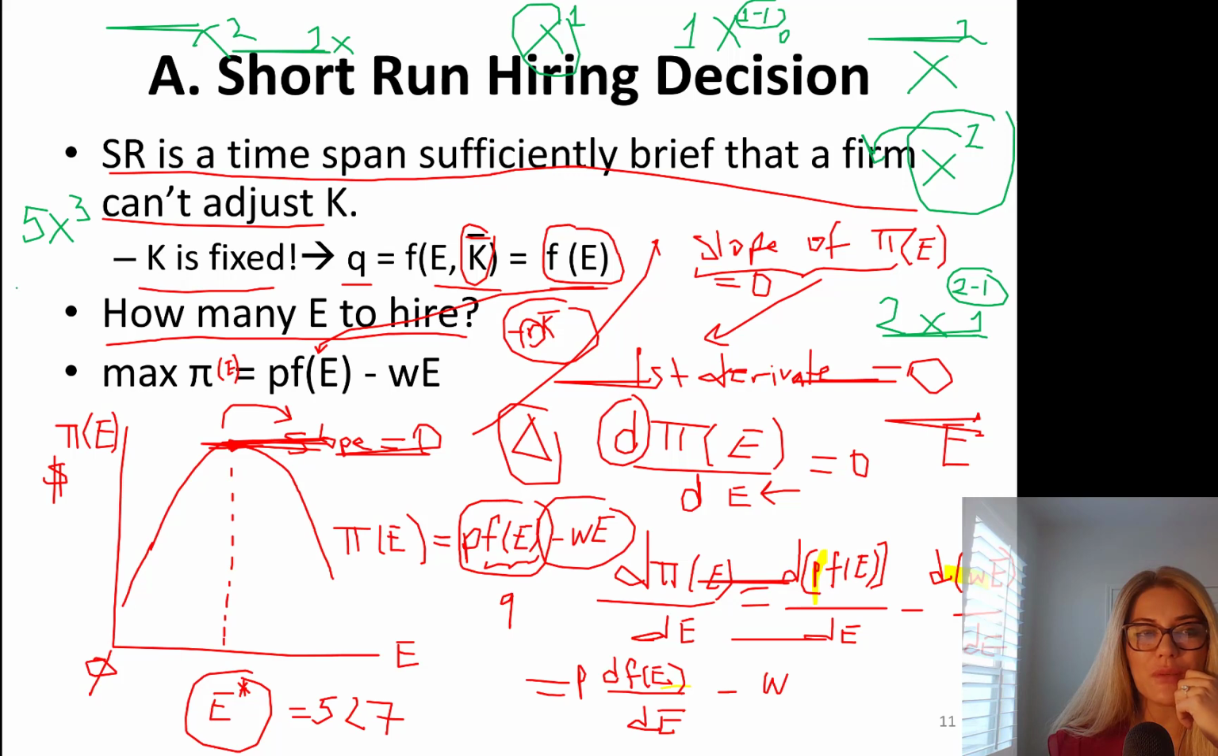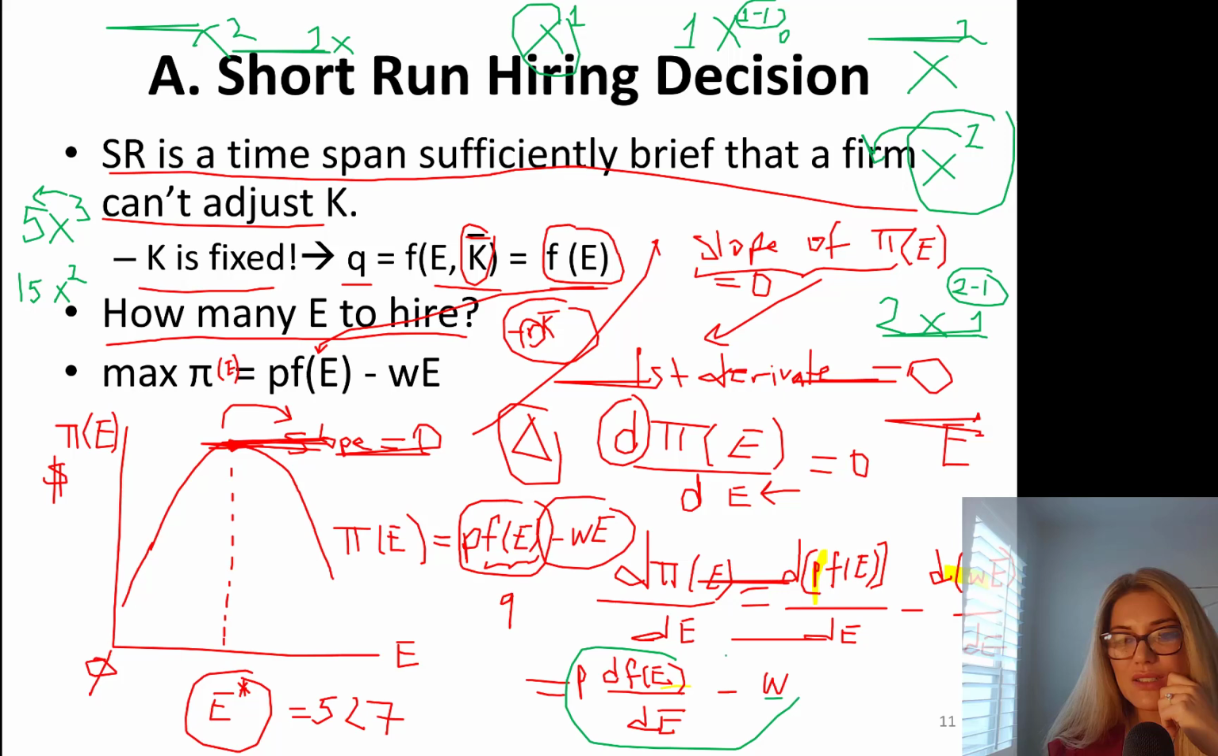So that's 5 times 3, 15. Throw this power up front and lower it by 1 unit. X raised to the power 2. Okay? So here I have W times E. So W comes up front. The derivative of E with respect to E is 1. So I have this guy, and this needs to be equal to 0. I'm getting there, I promise.